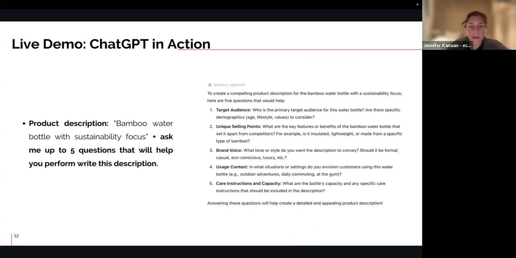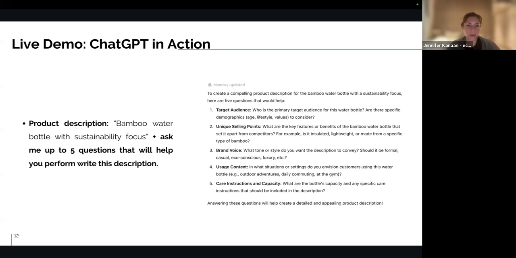So I also tried to do the same by saying bamboo water bottle with sustainability focus, and then asking ChatGPT to ask me 5 questions that will help it perform and write a better description. So you'll see here that it's a little bit different.